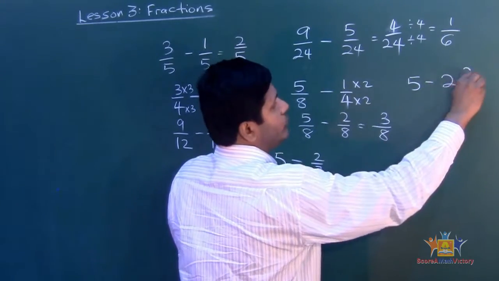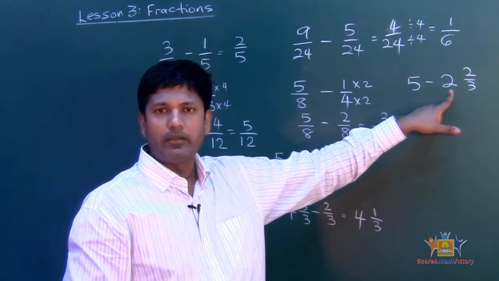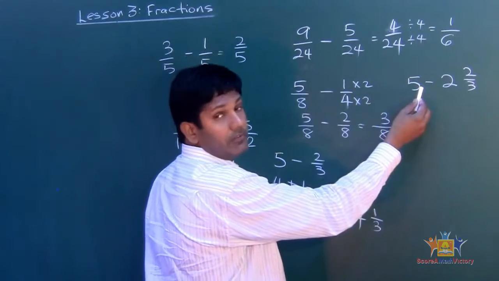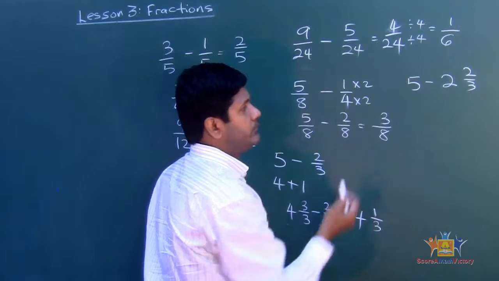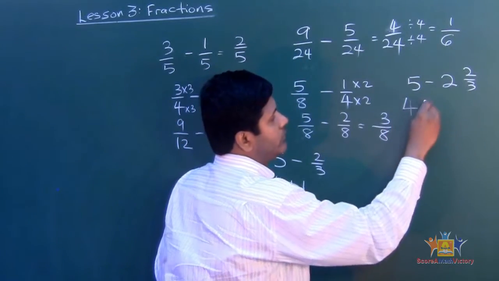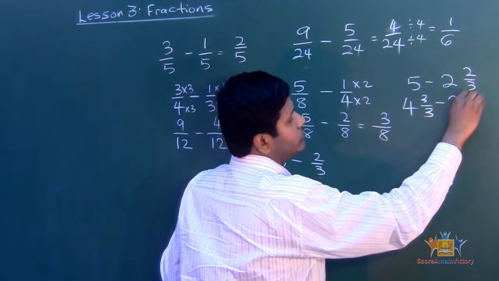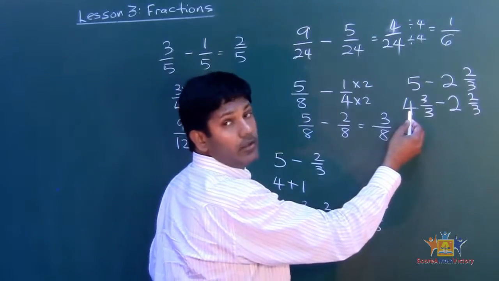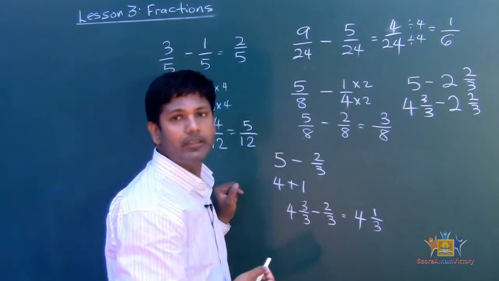Now let's say the same problem were given like this: 5 minus 2 and 2 over 3. This time I have a whole number. This one doesn't have a fraction and this one does. So take 1 out of the 5 and make it 4 and 3 over 3, minus 2 and 2 over 3. See that? So now you have whole number and whole number subtracting, fraction and fraction subtracting.